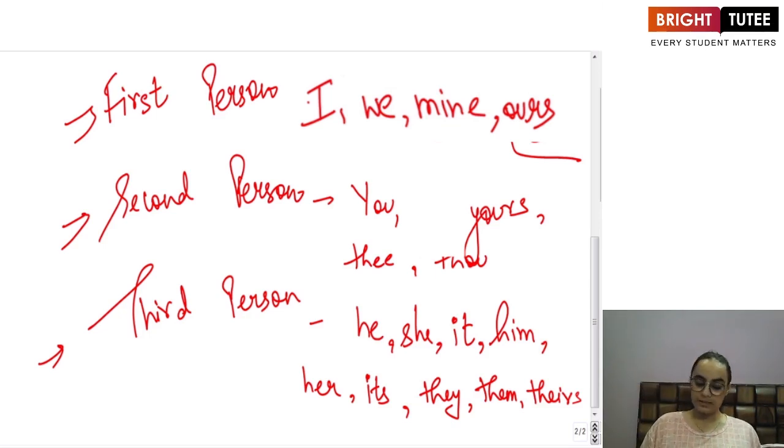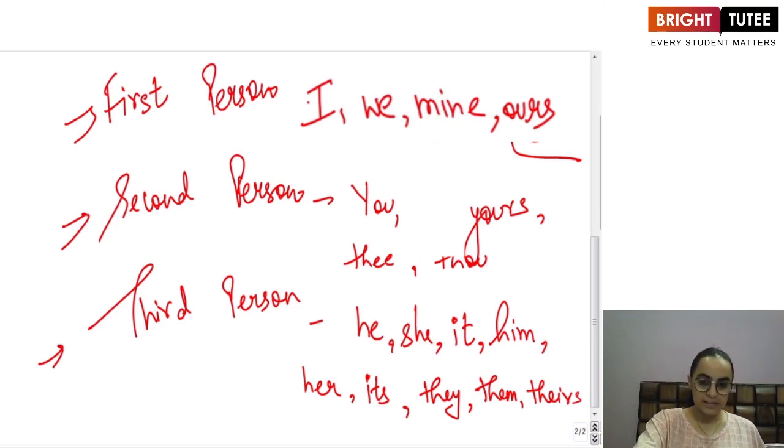Talking about the third person, as a subject, we use he, she, and it. As an object, we use him, her, and it. He becomes him, she becomes her, it becomes it. Right? When we talk about plural, for subject, we use they, and for the object, we use them. Clear? So this is how, dear students, we use the personal pronouns.